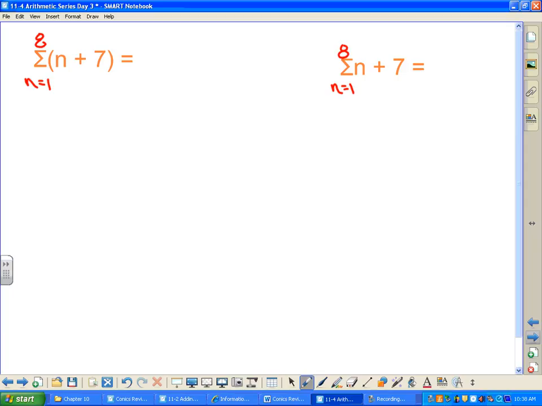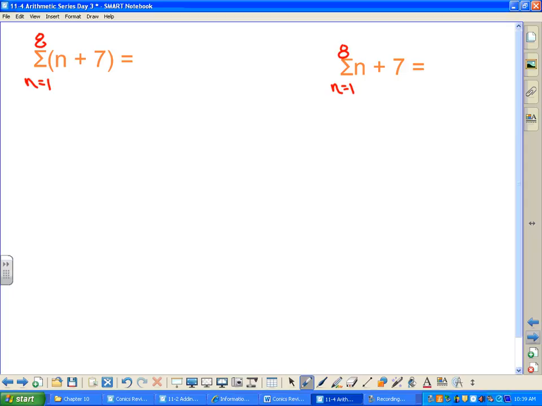All right, Nate, why do you think they're going to be different? Ella, why do you think they're going to be different? Okay, and I tend to agree. In the first one, what are you summing, Taylor? N plus 7. Seth, what are you summing in the second one? Just the n. And then after you sum the n, you're going to add a 7 onto the end.